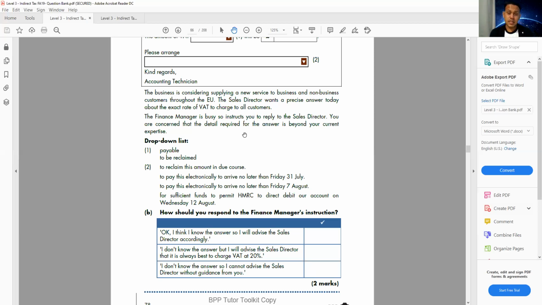Now, remember, if this type of question comes in the exam, if you see they are giving some information and at the same time they are telling you that you don't have enough expertise to provide these services, remember, do not give any advice. If the question gives you the clue that you don't have enough experience, then do not give any advice to the client.